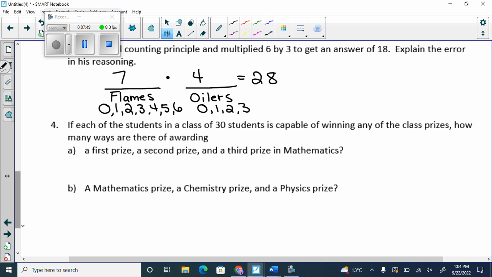So number 4 here: there are 30 students in a class, and they're capable of winning any of the class prizes. How many ways are there of awarding a first prize, a second prize, and a third prize? Now let's think about this. Can the same person win the first and the second and the third prize? No. If it's like first, second and third in the Olympics, it's not like the person sweeping the podium is going home with all 3.